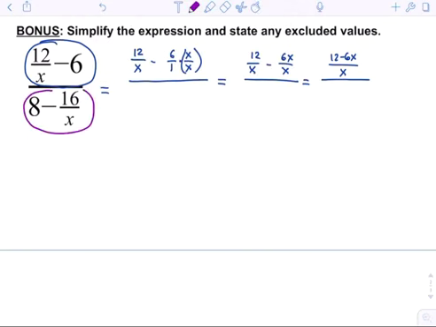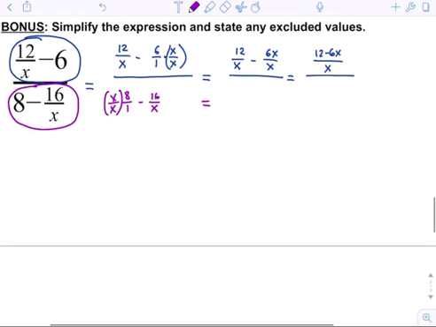Now I'm going to focus on this denominator. This one also, you must get common denominators. So that's really 8 over 1 minus 16 over x. This one right here is missing an x in the denominator, so you have to multiply top and bottom by x. So you're going to get 8x over x minus 16 over x, and that's going to equal 8x minus 16 all over x.